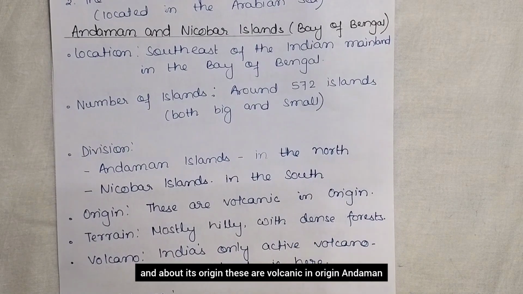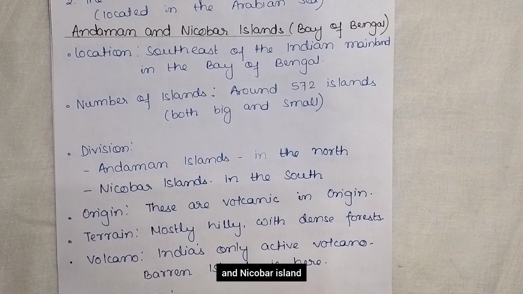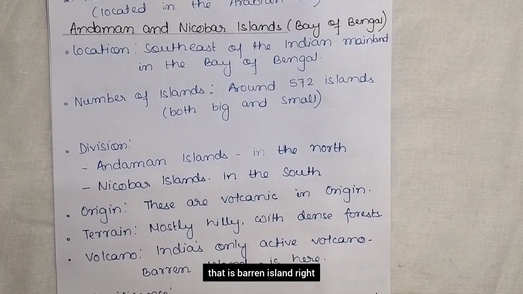And about its origin, Andaman and Nicobar Island are volcanic in origin. If we are going to talk about its terrain, then mostly hills are there with dense forest. And India's only active volcano, that is the Barren Island, is here in Andaman and Nicobar Island, right?